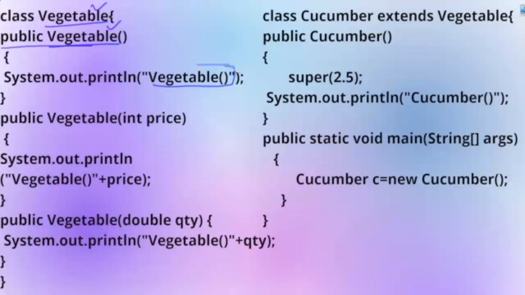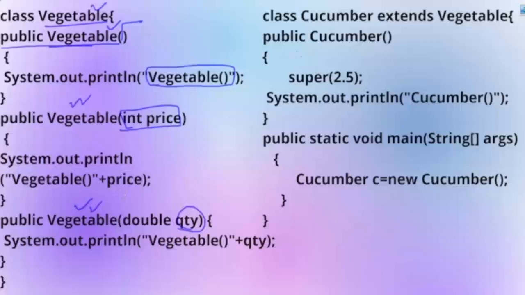System.out.println, it is going to give you vegetable. Public vegetable, another constructor, int price. Now you can see this does not have any parameter, but this does have a parameter, that is int price. Next you have another constructor over here, double quantity.